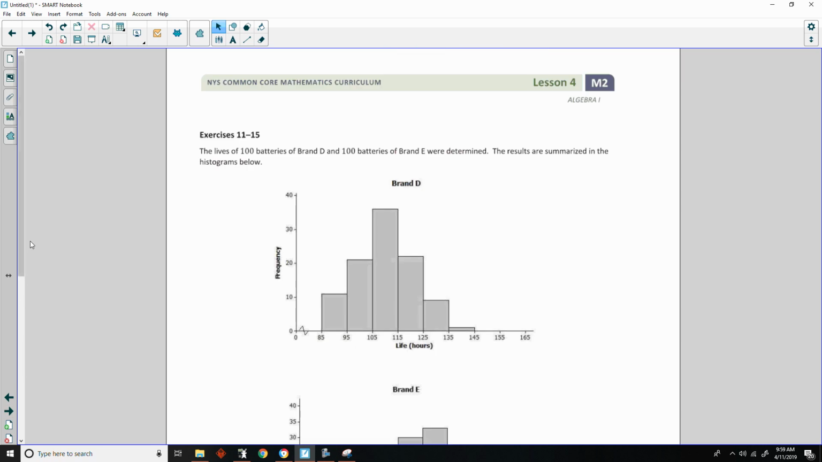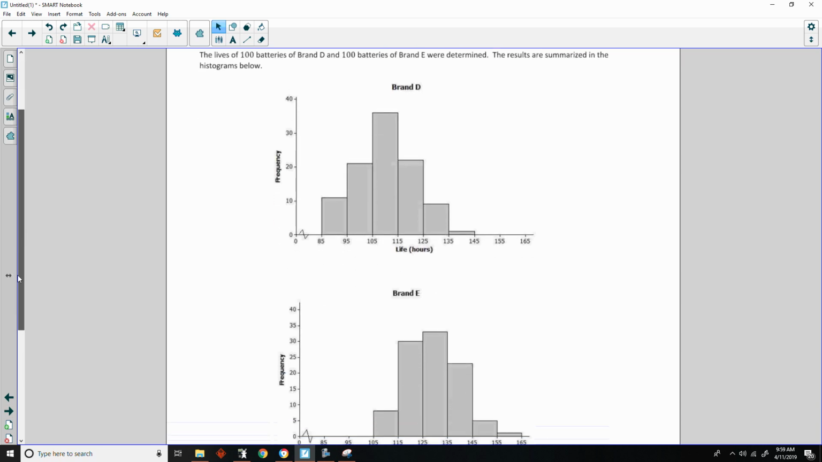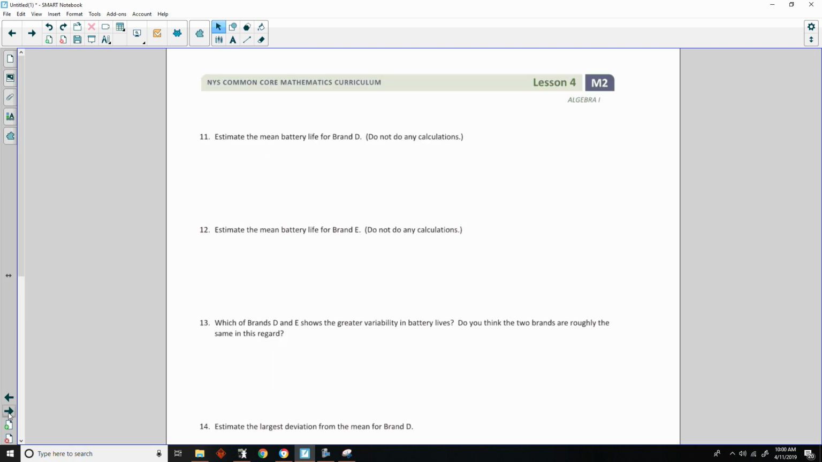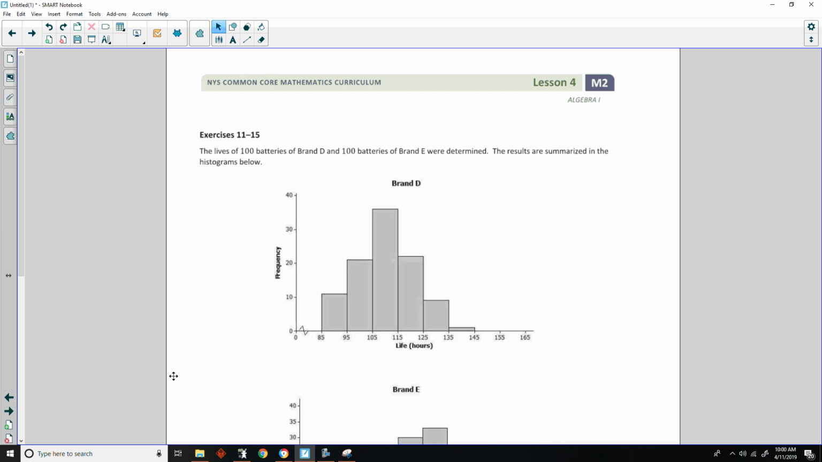Exercises 11 through 15. The lives of 100 batteries of brand D and 100 batteries of brand E were determined. The results are summarized in histograms below. So here are the two histograms. Number 11. Estimate the mean battery life for brand D. Do not do any calculations. So I go back, I look at this chart. What do you think the average is?